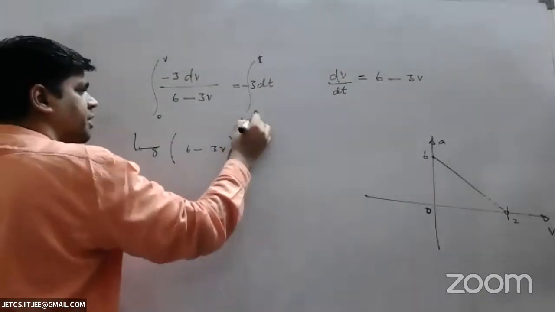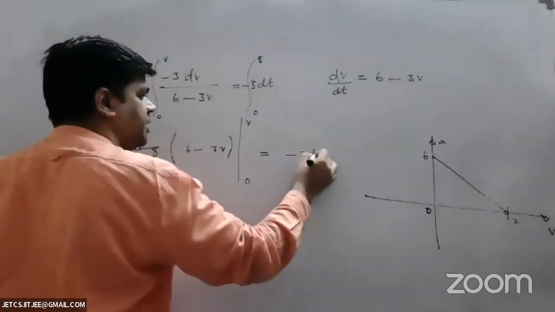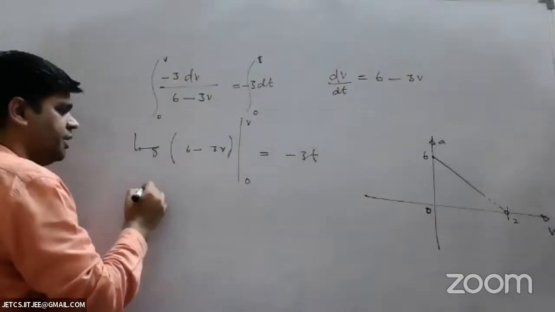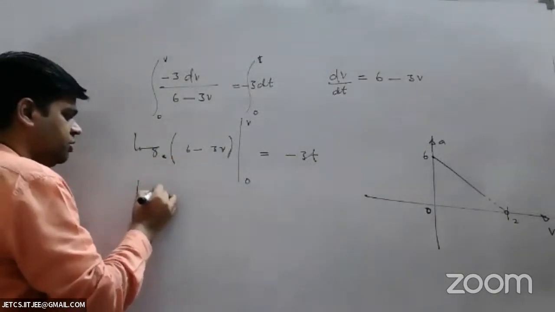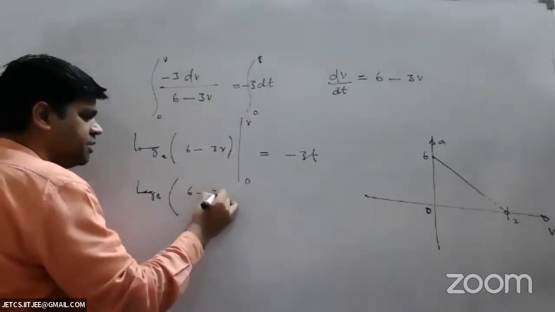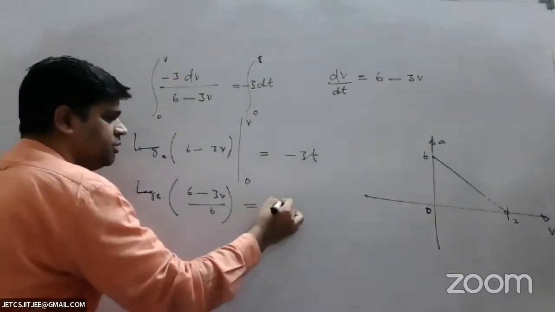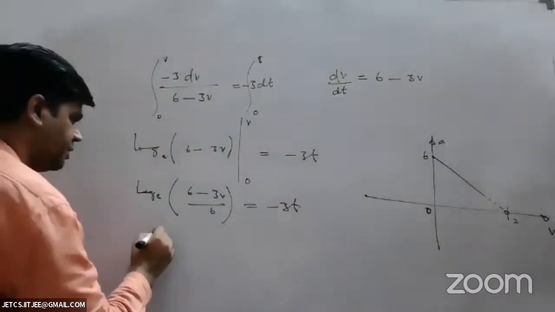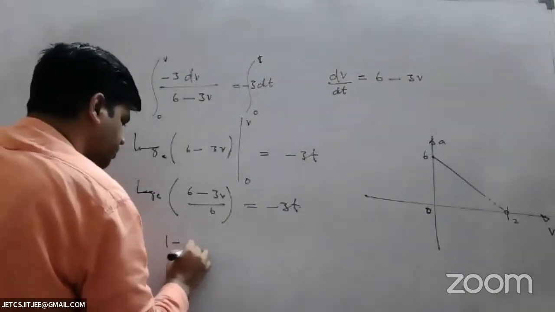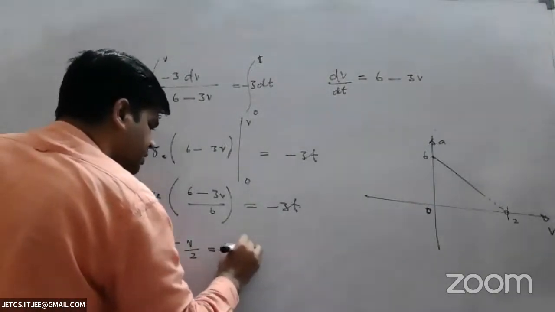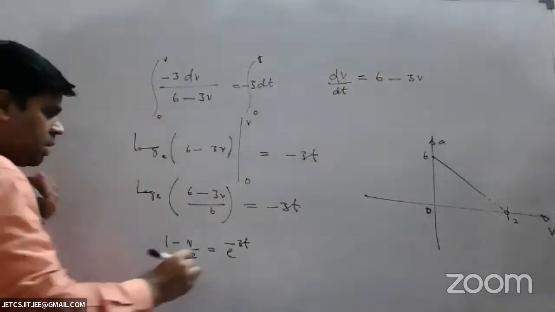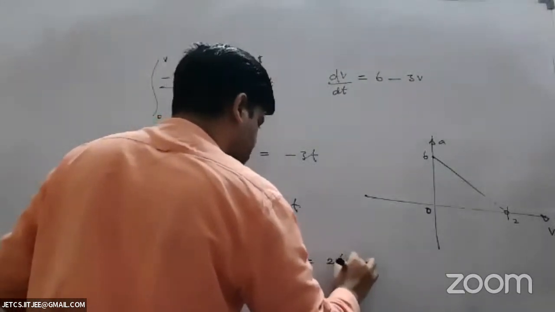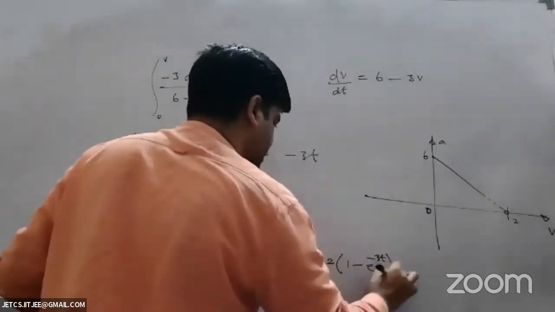I substitute limits 0 to v, and this is minus 3t. Now I substitute v and then substitute 0. So what do you get? Log to the base e, (6 minus 3v) by 6 is equal to minus 3t. Now I get 1 minus v by 2 is equal to e power minus 3t, which implies v is equal to 2 times (1 minus e power minus 3t).